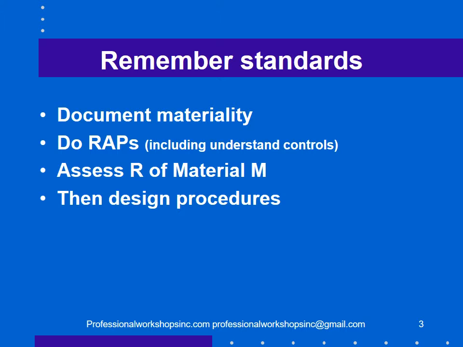And remember the order that standards tell us to do this in. The first thing we do is document materiality. Following that, we do risk assessment procedures, including obtaining an understanding of the client's control system and how things work, and that should help us a lot in determining whether or not a material misstatement could occur. Having done that, we assess the risk of material misstatement, and I emphasize that it's not just any risk, it's the risk of material misstatement. And then if we've carefully defined how a material misstatement could occur, it should be relatively simple to design procedures, and hopefully we'll pick something efficient and effective.